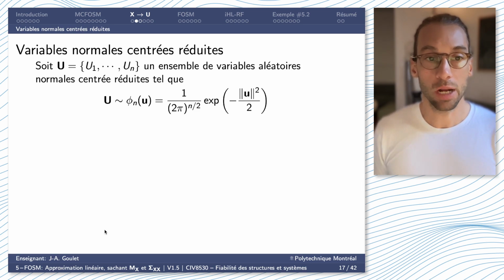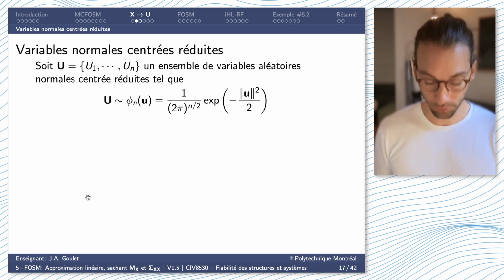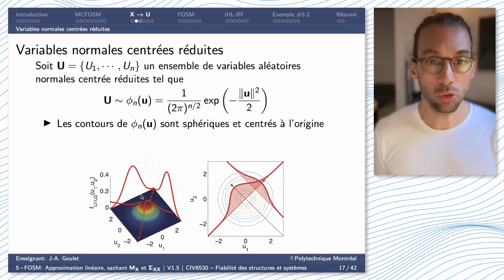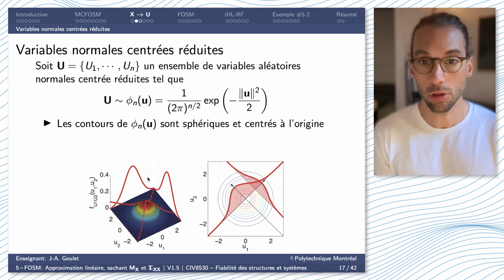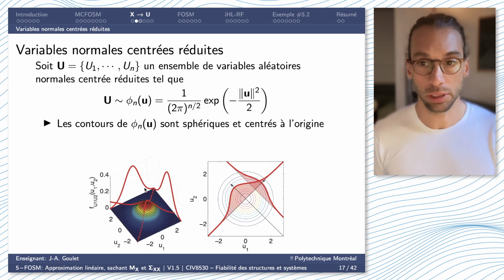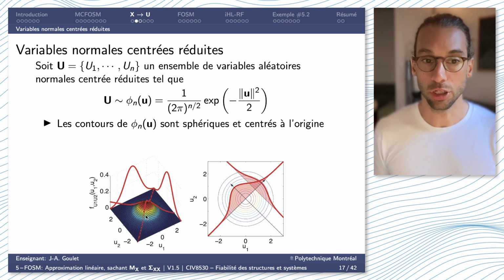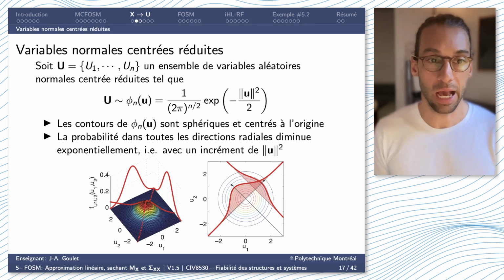So again, remember that U is going to be a vector of n standard normal random variables. It can be expressed by this joint PDF. The contours of this standard normal space are going to be spherical, or in that two-dimensional case, circular, and they're going to be centered at the origin. So no matter what cut I'm going to do, I'm going to obtain a shape that looks like a Gaussian.